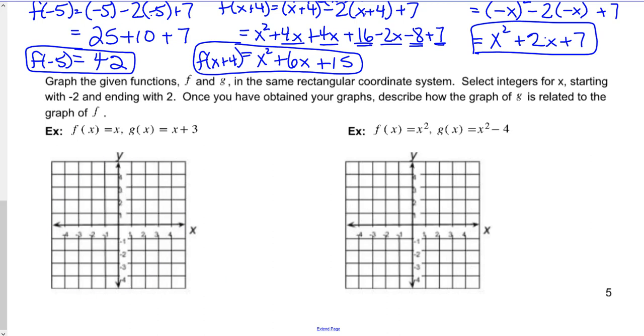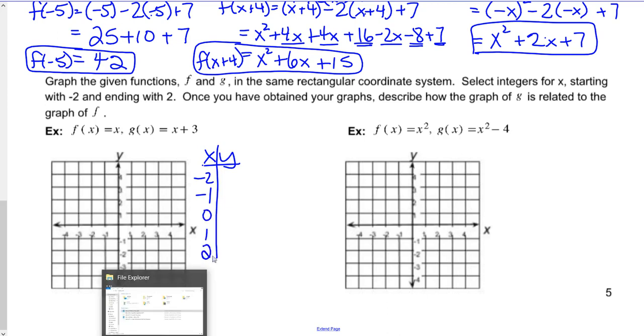Select integers for x starting with -2 and ending with 2. So we need to know what our integers are. Those were our positive and negative whole numbers. So we're going to start at -2. Let's just do our first one, -2. My next integer would be -1. Then my next one would be 0, 1, and 2. And that's where it's telling me to stop. And it says, once you've obtained your graphs, describe how the graph of g is related to the graph of f.